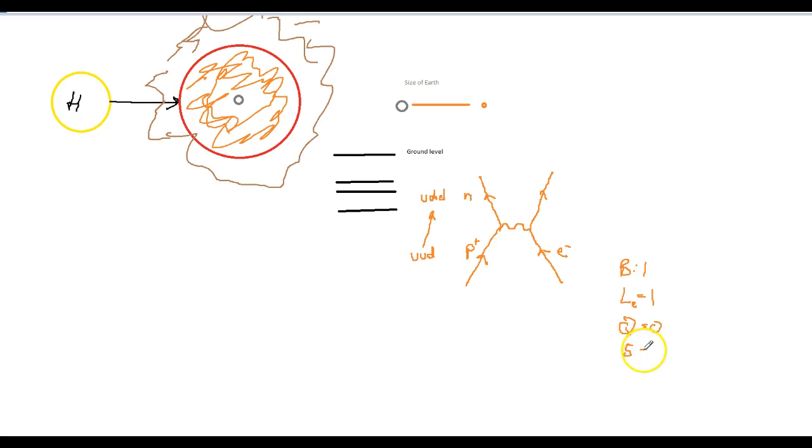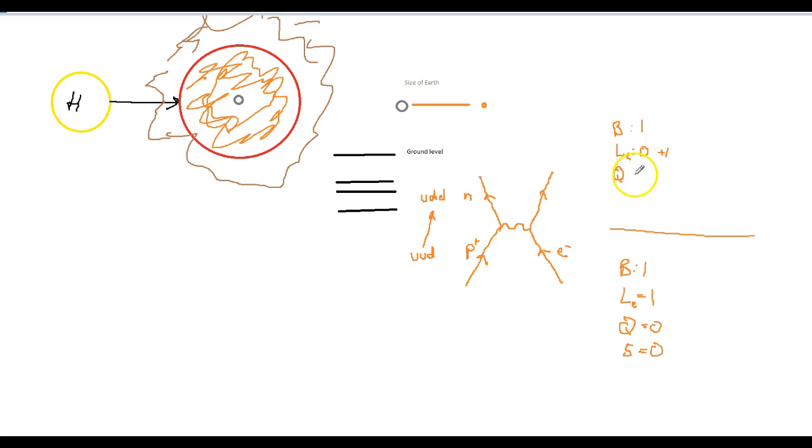Strangeness we don't need to worry about, because neither are strange particles, but it's essentially 0. After the interaction, we have to balance these. So we already have in the neutron a baryon count of 1, so whatever other particle is involved in this is not a baryon. Looking at the lepton count, we have no leptons there, so at the moment it's 0, so we have to add something that has a +1 lepton count.